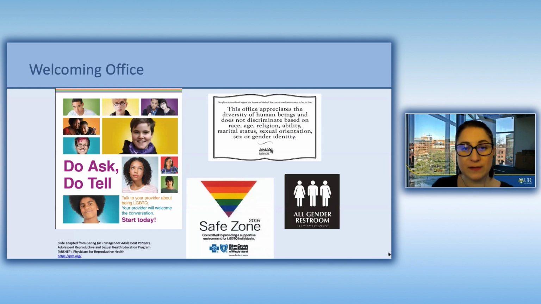And here are some examples of signage. And so really being explicit that this is a welcoming space. And so safe zone training, highly recommend. Having your office policy when it comes to anti-discrimination and inclusiveness posted. Gender neutral bathrooms, and really empowering patients to feel comfortable sharing this information.